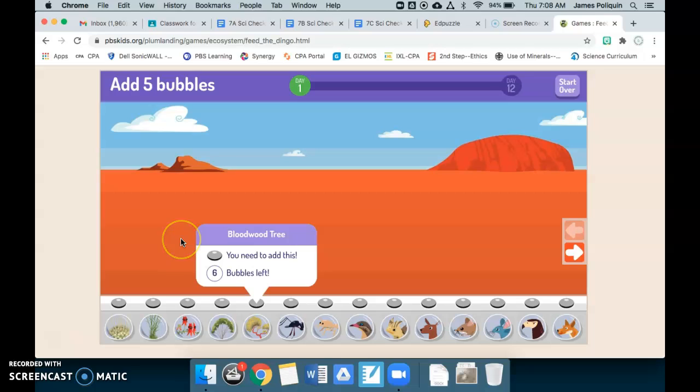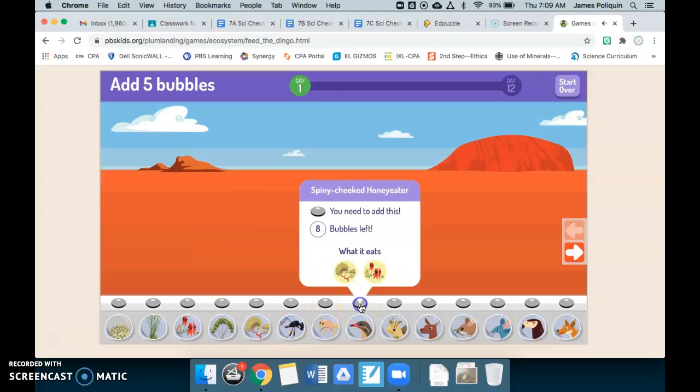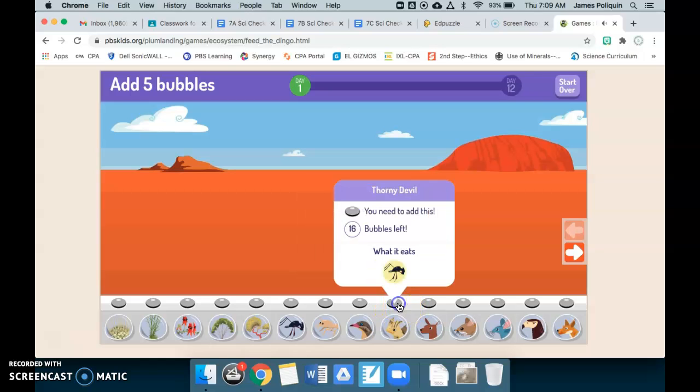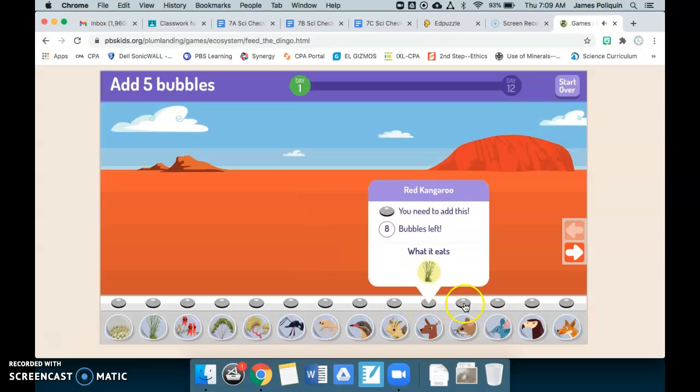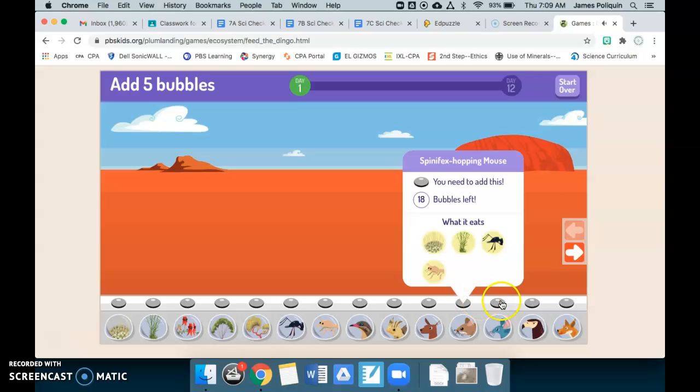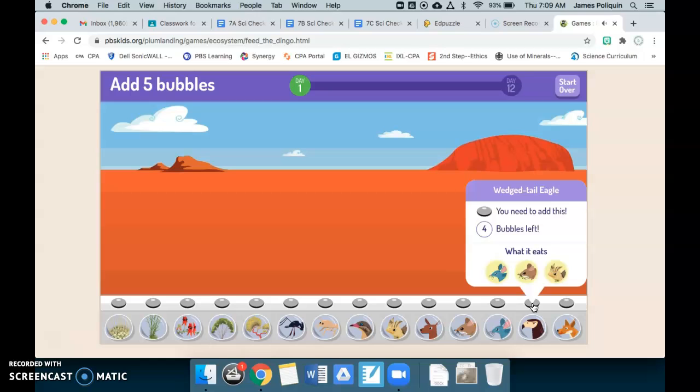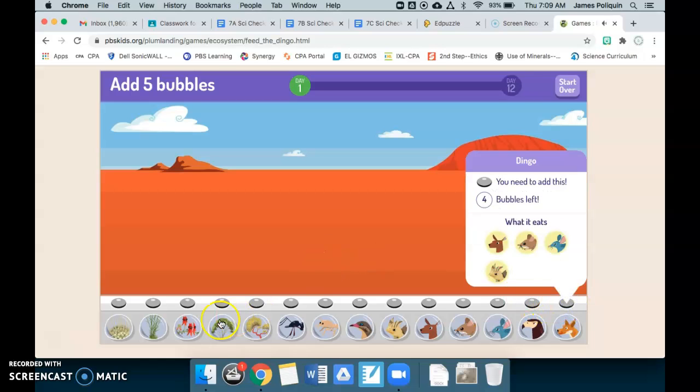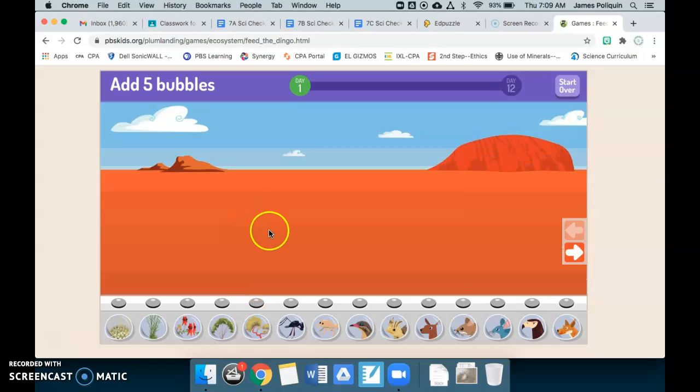Those organisms are all producers. We know that they get their energy from light, so that technically makes them photoautotrophs. Okay? All those organisms are the producers. But now we have a bunch of different consumers here. The ant, termite, spiny-cheeked honeyeater, thorny devil, red kangaroo, Spinifex hopping mouse, bilby, wedge-tail eagle, and the dingo. It's going to be your job to determine what type of consumer they are.